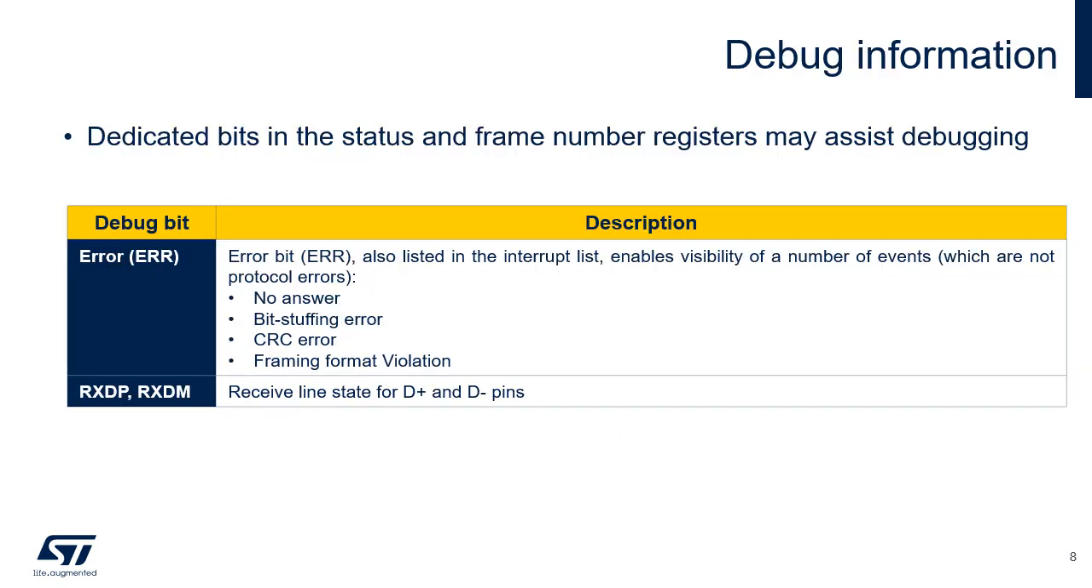Some debugging support is available through a single status bit, which corresponds to an interrupt event. Within the USB device controller, the ERR status bit provides helpful debugging functionality by signaling various events, as shown in this table. Additionally, the D+ and D- line states can be directly read through RxDP and RxDM bits for further insight.